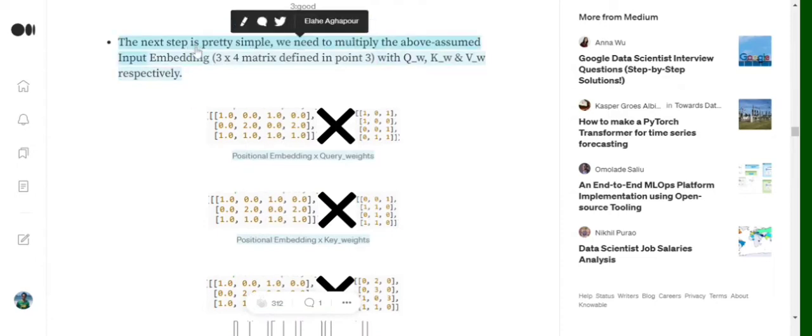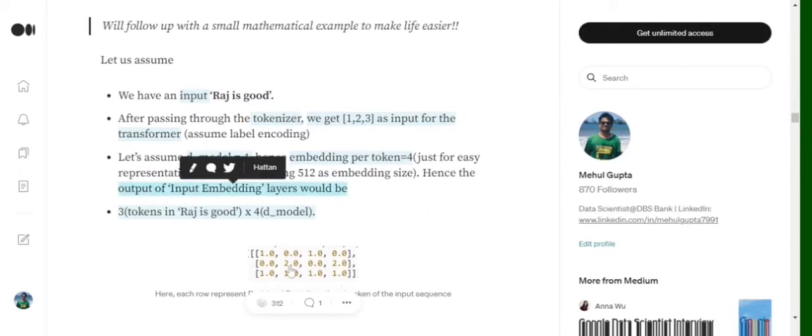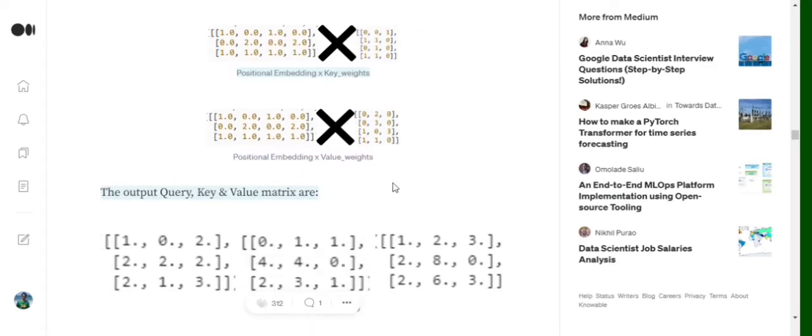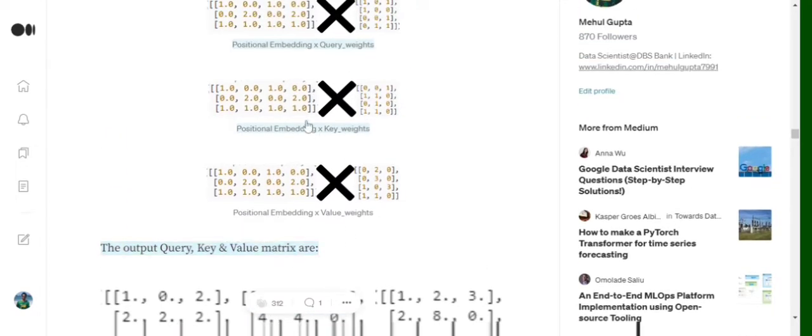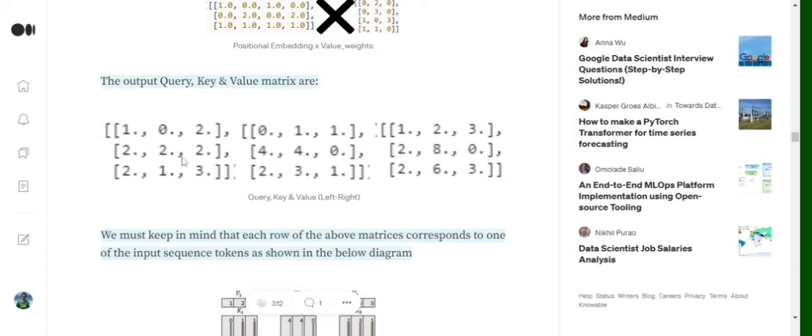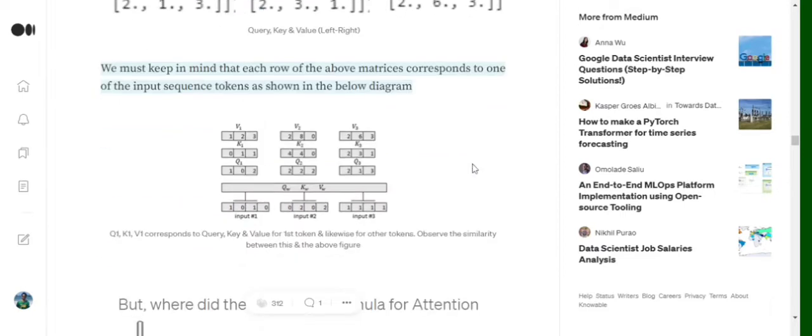The next step is to multiply the input embedding with the query weights, key weights and value weights respectively, one by one. So the positional encoding embedding for the tokens that we have, into the query weights, into the key weights and into the value weights. This will formulate query, key and value. So positional encoding into query weights gives us the query, positional encoding into key weights gives us the key, and positional embedding into value weights gives us the value matrix. So now we have got query, key and value matrix.